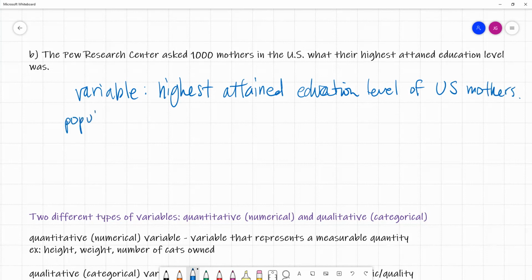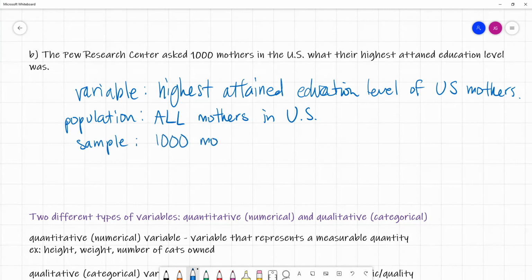Population. Make sure you're as descriptive as possible, using the information given from the scenario. It's not all mothers, because that implies all mothers that exist, which means around the world, right? It's only the mothers in the United States. So I want to make sure I put that in my population. All mothers in the US. And then the sample is, in this case, the 1,000 mothers. Just make sure you include those small details whenever possible.